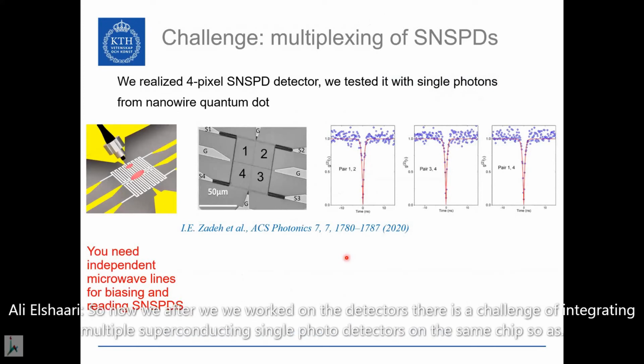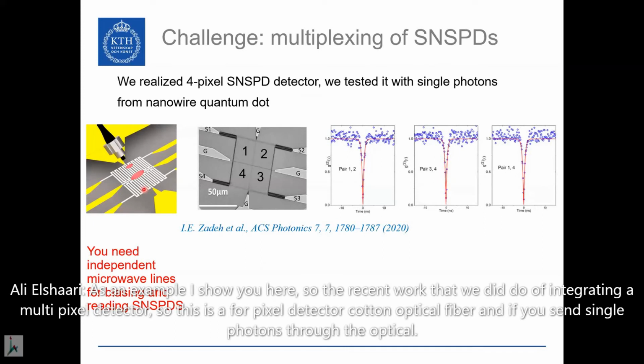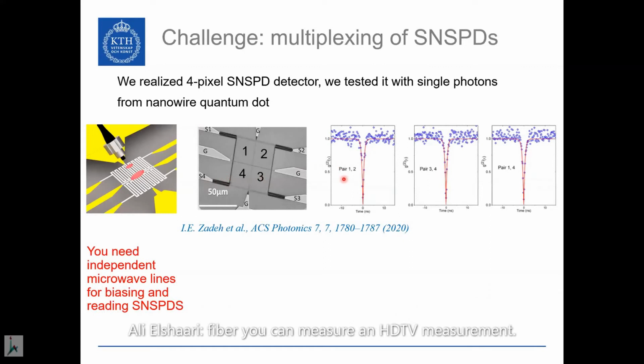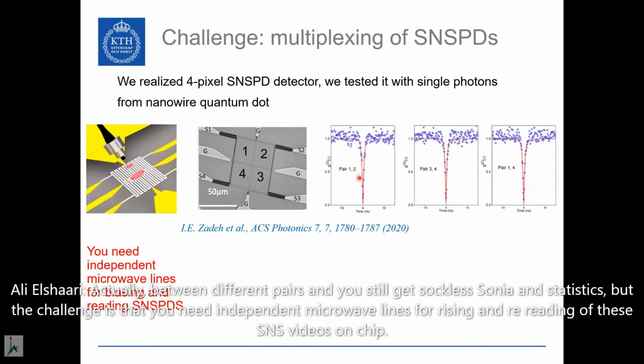So now, after we worked on the detectors, there's a challenge of integrating multiple superconducting single photon detectors on the same chip. As an example, I show you here the recent work that we did of integrating a multi-pixel detector. This is a 4-pixel detector coupled to an optical fiber. And if you send single photons through the optical fiber, you can measure an HBT measurement between different pairs, and you still get sub-Poissonian statistics. But the challenge is that you need independent microwave lines for biasing and reading of these SNSPDs on chip.